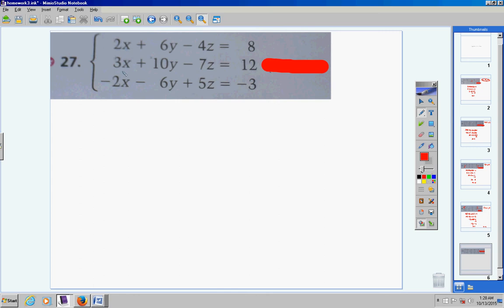x's right here, and actually something weird is going to happen. I'm going to take my top equation and my bottom equation and add those together. Now please watch what happens when I do this. Are you ready? Watch this.